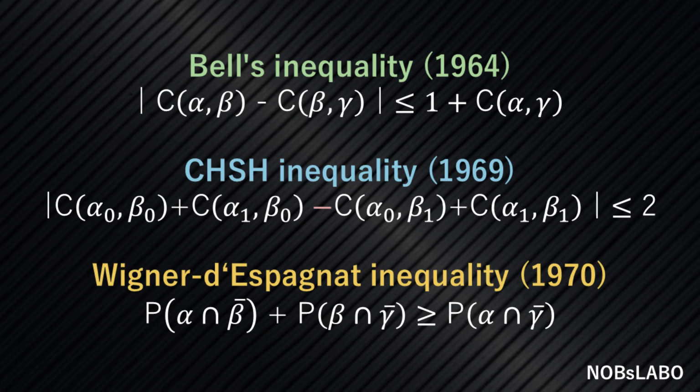The original Bell's inequality, published in 1964, was devised by John Stuart Bell to prove that quantum behavior can be described by classical physics. The CHSH inequality is also an inequality used in experiments that proved that quantum behavior goes beyond the scope of classical physics. The Wigner-d'Espagnat inequality is the simplest inequality that expresses the core of these two inequalities in terms of probability, and is often used to explain the principles of quantum entanglement.